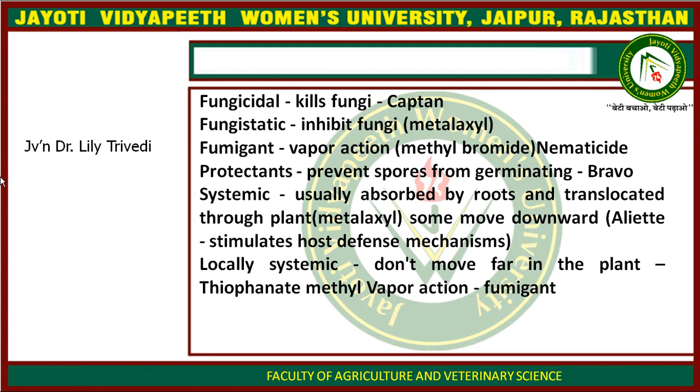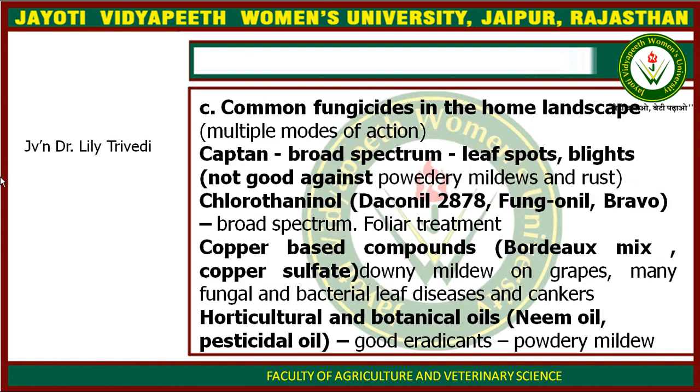And nematicide. Protectants prevent spores from germinating. Example, Bravo. Systemic usually absorbed by roots and translocated throughout the plant like Metalaxyl. Some move downward also and stimulate the host defense mechanism. Locally systemic, they don't move far in the plant. Example, thiophanate methyl, which has a vapor action and is a fumigant.